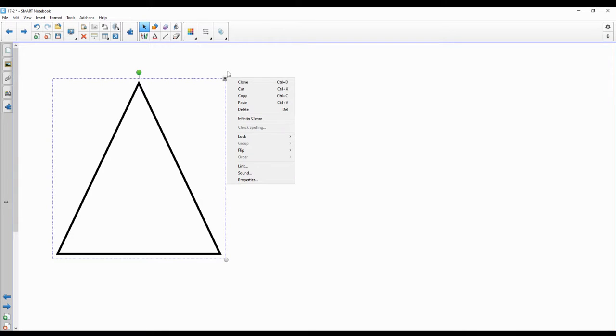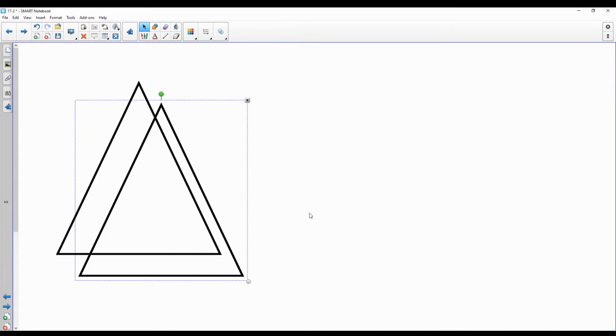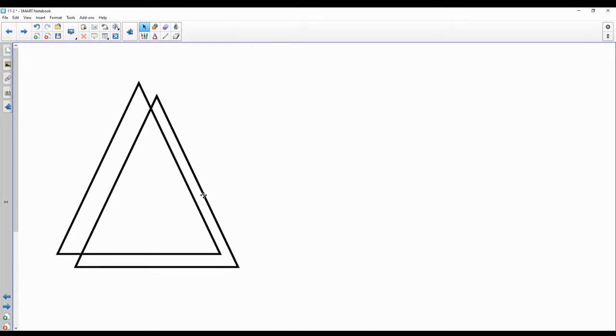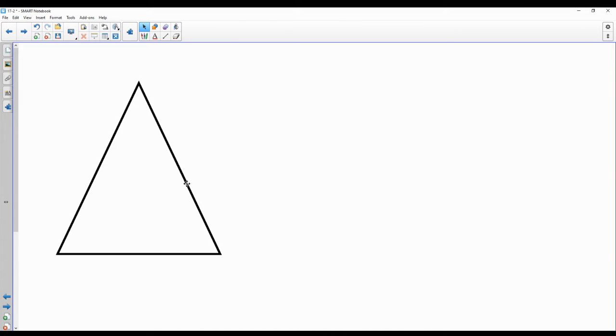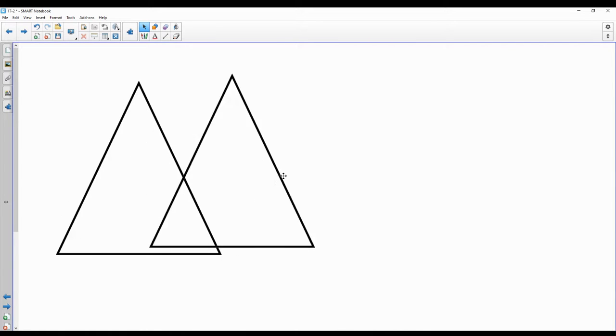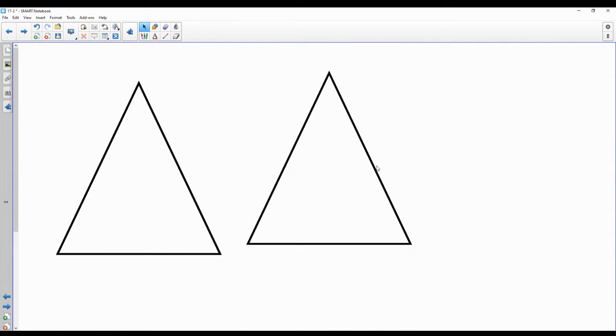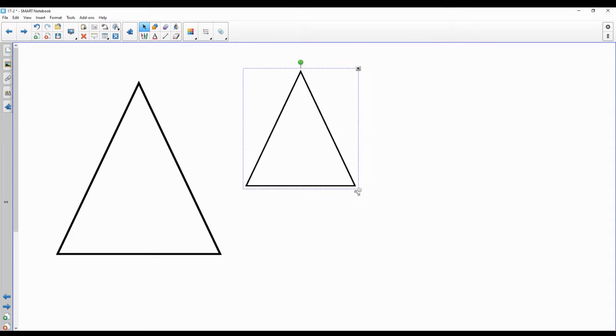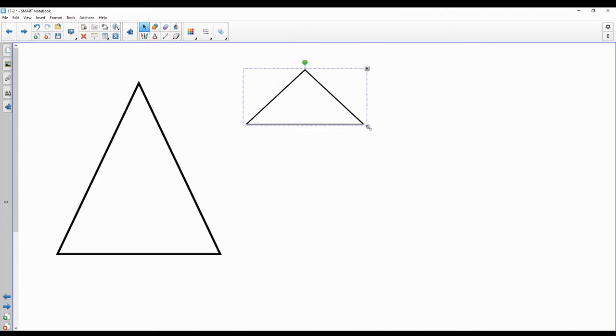Now, my smart board lets me clone this. These two triangles are congruent. Notice how they've got the exact same side measures. The angles are the same, everything. These are what we call congruent triangles. That's what we did last lesson. This time we're going to be talking about similar triangles. So they're the same shape, we just make them bigger or smaller.